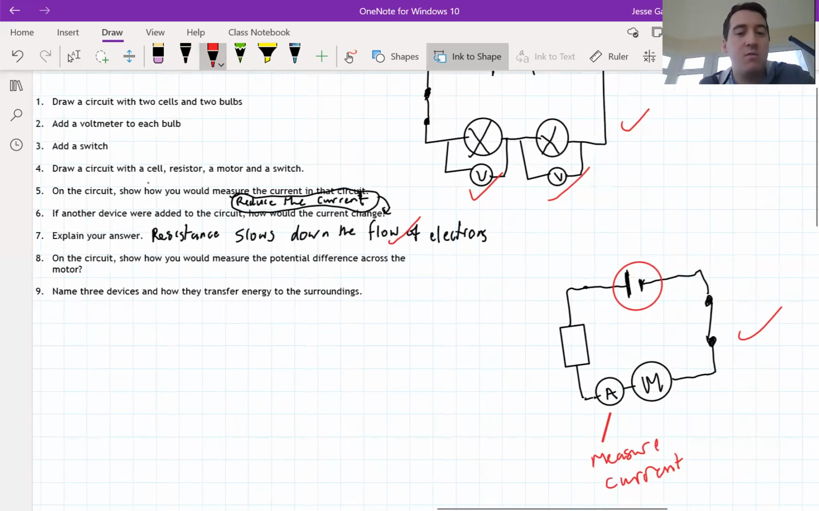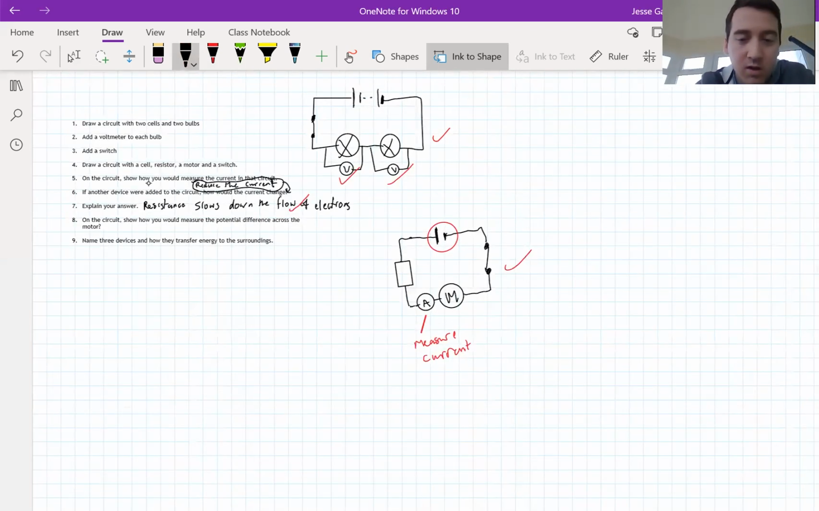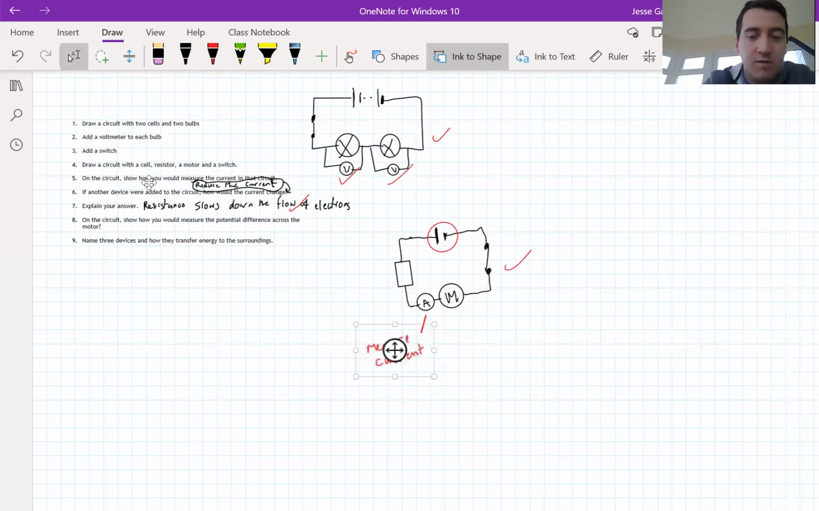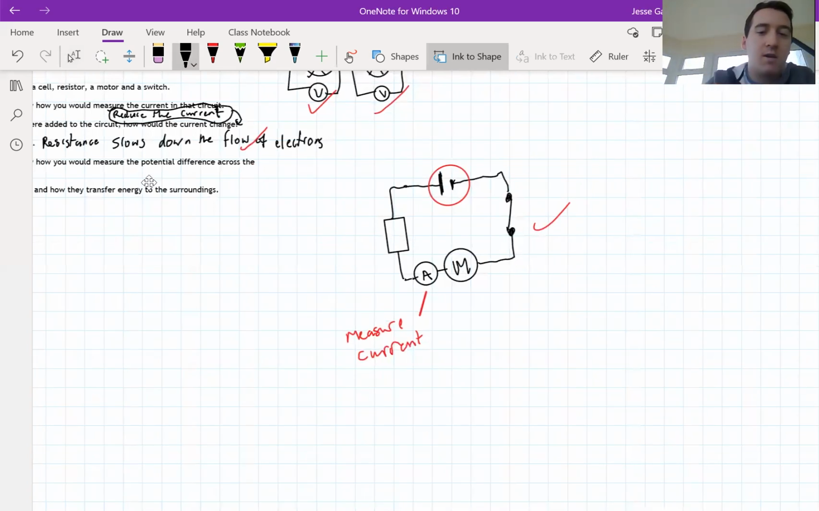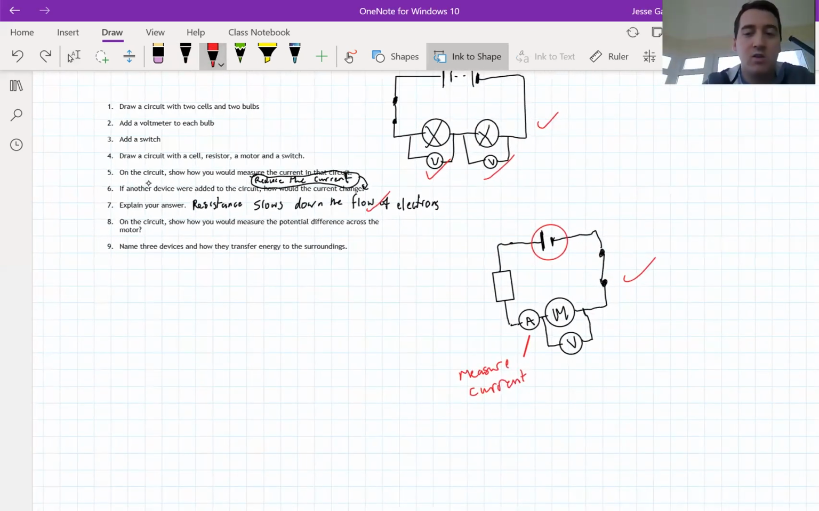On the socket, show how you would measure the potential difference across the motor. Okay, so potential difference across the motor. I'm actually going to need to move this a little bit to make space. So I'm just going to move that over there, and I'm going to draw in my voltmeter. Now, how do I draw my voltmeter? Well, I'm measuring it across the motor. So I've got my wire, my little mini loop, basically a little mini socket around the motor with the voltmeter inside like that. Okay, so that is how I would measure the voltage. Well done. If you got that right, good job.